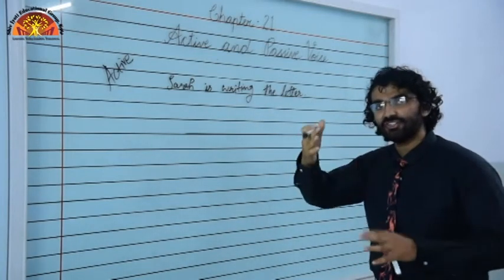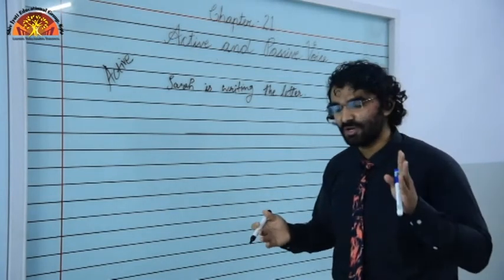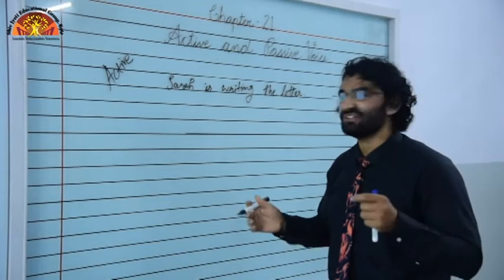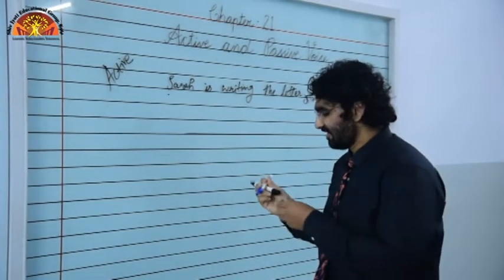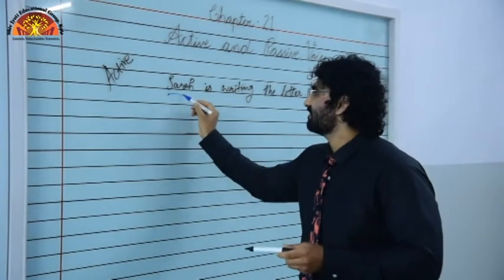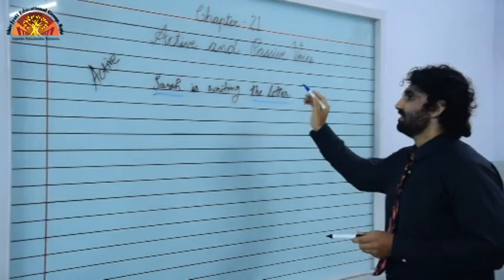Can you identify the subject and the object for me in this sentence? Can you do it? Yes, you can. I believe you can. You're all very brilliant and smart children. Sarah is the subject here, okay? Sarah is the subject. The letter is the object.